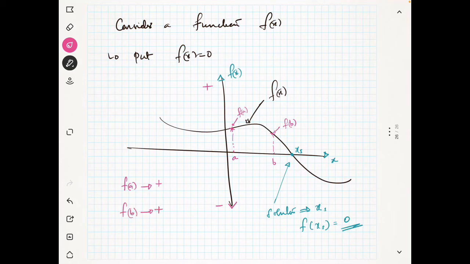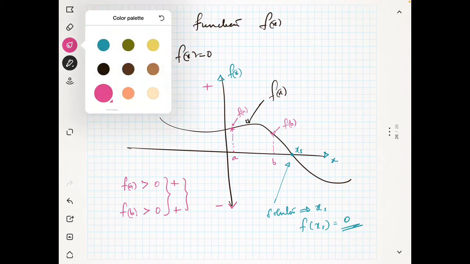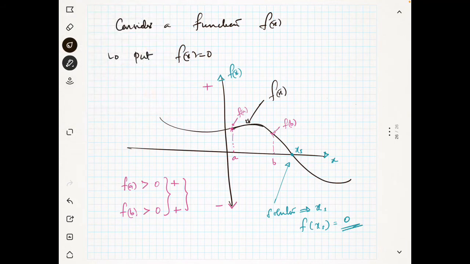Am I correct? Yes, that means that your f of A is greater than 0 and f of B is also greater than 0. Both are positive. That means this is positive and this is also positive. So in between this, you can see this is the graph in between A and B, and there is no solution. The solution is outside this interval. So no solution in between A and B, if the condition is like this.